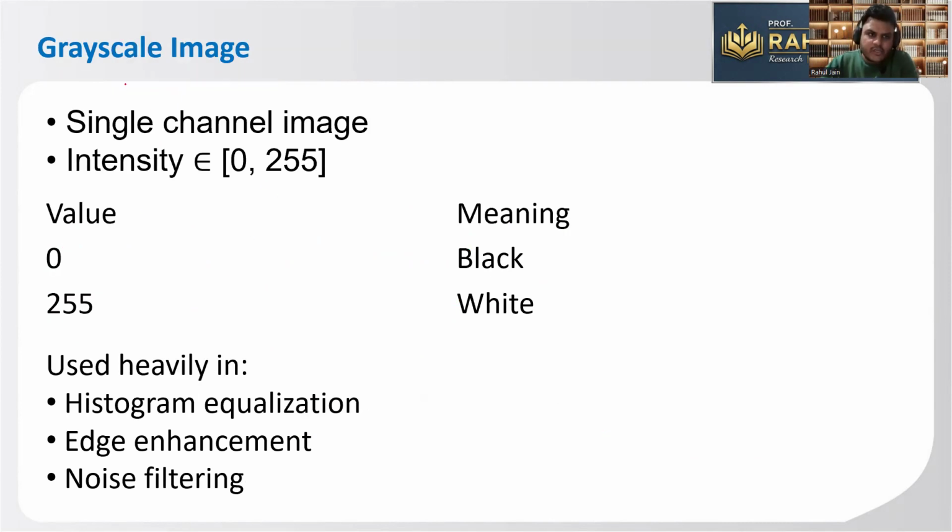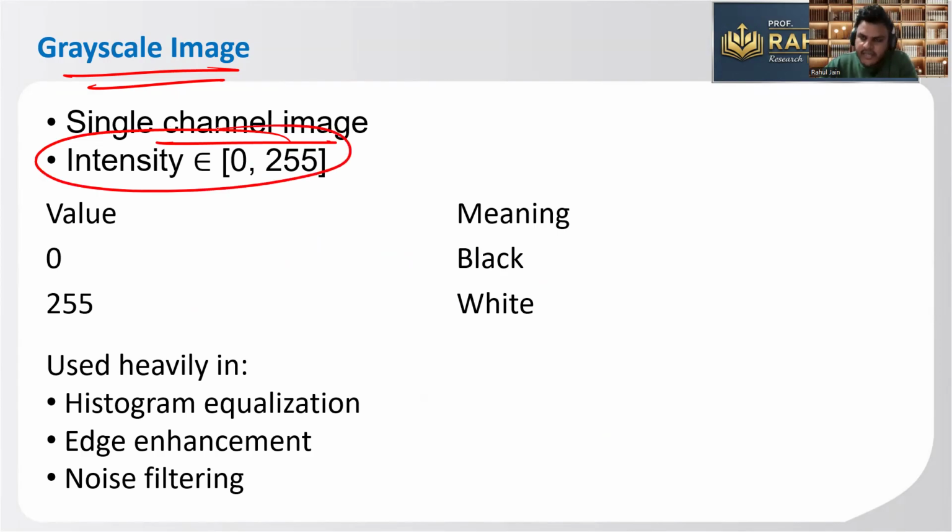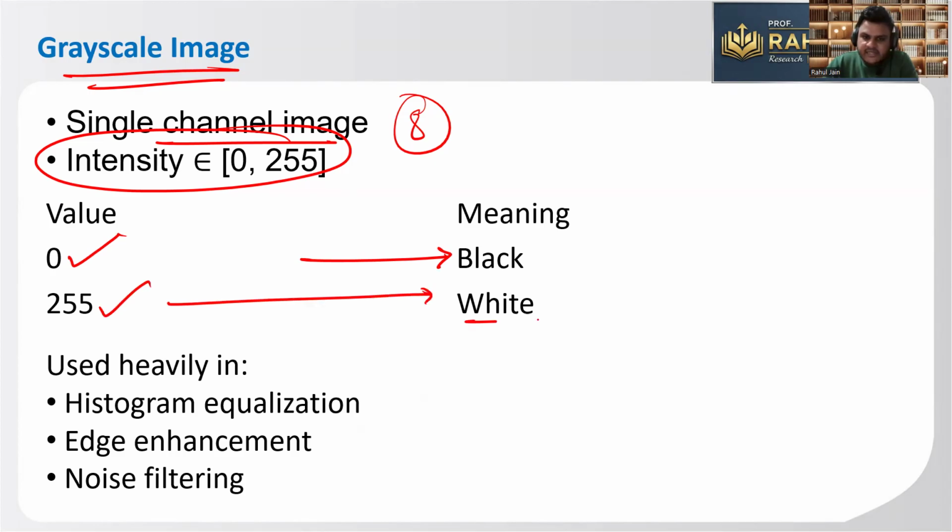Now, if we talk about the grayscale image, then a grayscale image is a single channel image, and the range of intensity is 0 to 255. As the bit depth is 8 here, 2 to the power 8 is 256, right? If the value is 0, it means that it is black, darker. If the value is 255, it means that it is white, that is brighter. So grayscale images are used heavily in histogram equalization, edge enhancement, and noise filtering. These are the key application areas of grayscale images.